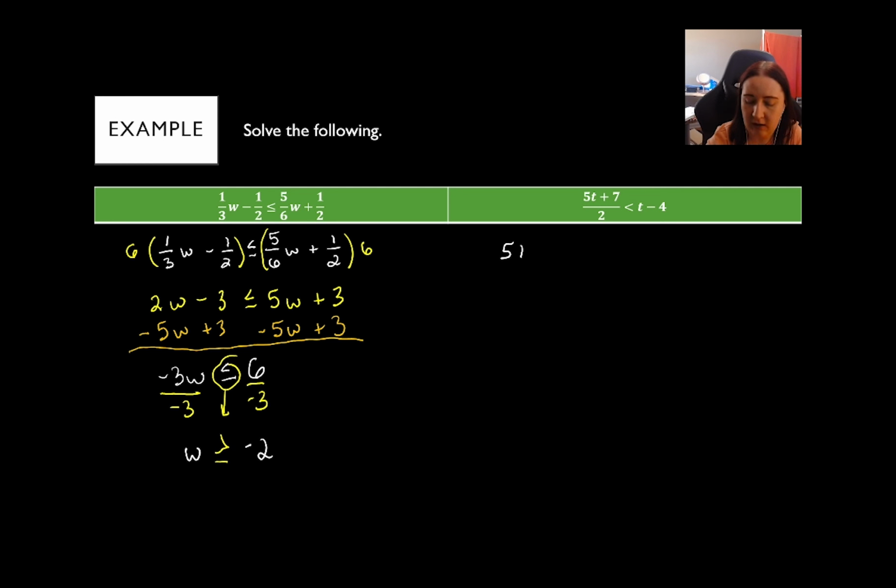Now the last one I have is 5t plus 7 over 2 is less than t minus 4. So we want to get rid of the fraction 2, and we do that by multiplying both sides by 2. So that will just cancel out that fraction on the left, giving me 5t plus 7. And on the right, you need to distribute. So I get 2t, and then 2 times 4 is 8, so that's a minus 8.